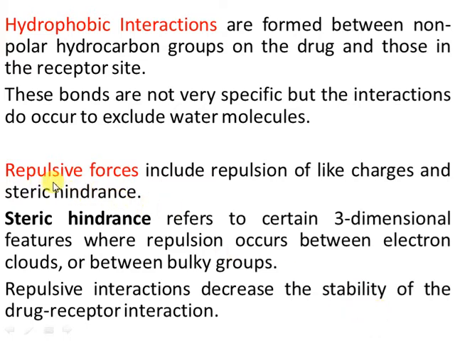Then we have repulsive interactions. Repulsive interactions can occur because of repulsion between like charges, or because of steric hindrance, right? So if you have a negative charge on your drug and a negative charge on your receptor, then since they are the same charges, they will repel each other. Also, if you have steric hindrance because of the presence of bulkier groups or because of electronic repulsion between two groups, this will be called steric hindrance, right?